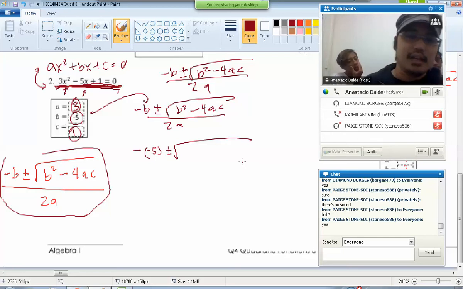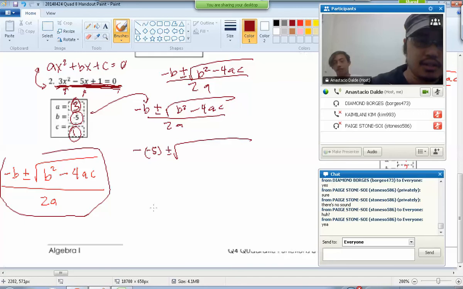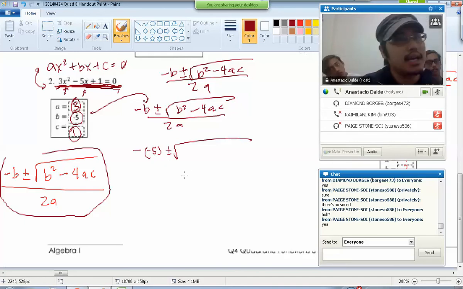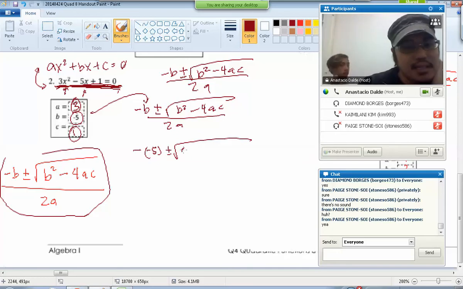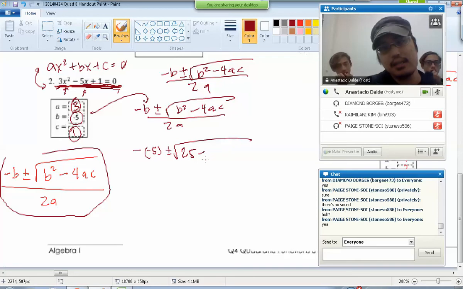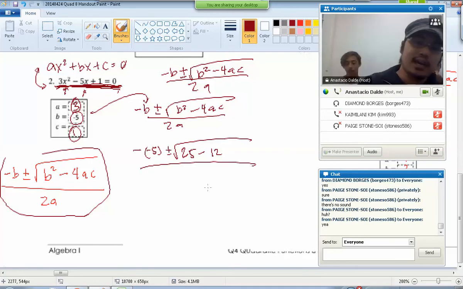Right. Anyway, you plug in your numbers into the quadratic equation. So you have negative 5 plus or minus the square root of negative 5 squared. What is negative 5 times negative 5? It's positive 25. Okay? Minus 4 times a times c. So I like to just do that in my head. 4 times 3 is 12, times 1, still 12. We cool? And divide that by 2a.